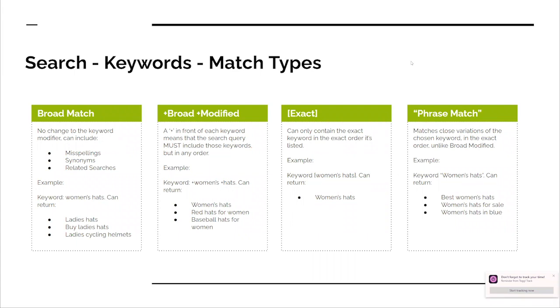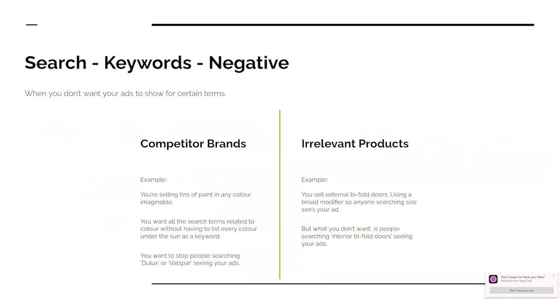So moving on from that is negative keywords. So what are negative keywords? Well, we may want to not be shown for certain keywords. An example of this is you're selling tins of paint in any color imaginable. You want all the search terms related to color without having to list every single color under the sun as a keyword. However, you don't want people searching for Dulux or Velspar paint seeing your adverts. So you might not want to see people searching Dulux color match or Dulux paint in blue, but you do want to be shown for paint in blue.